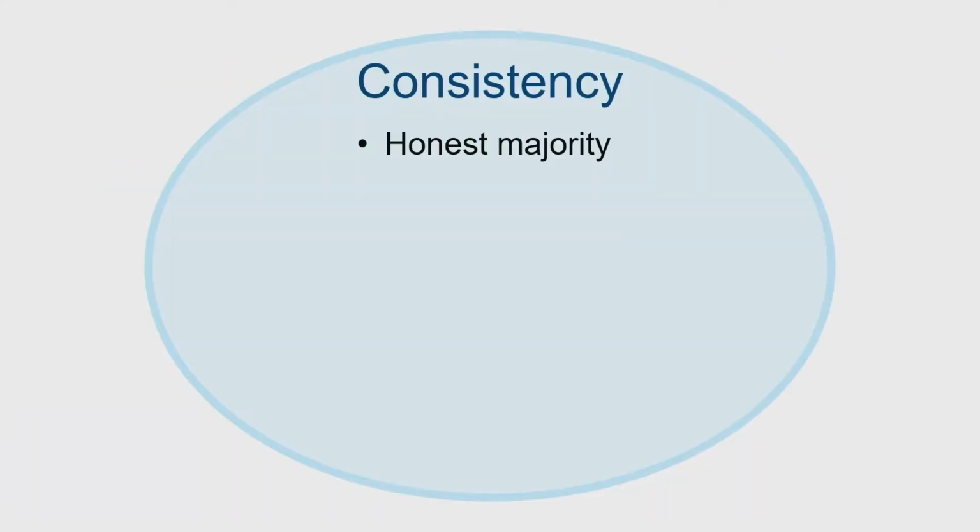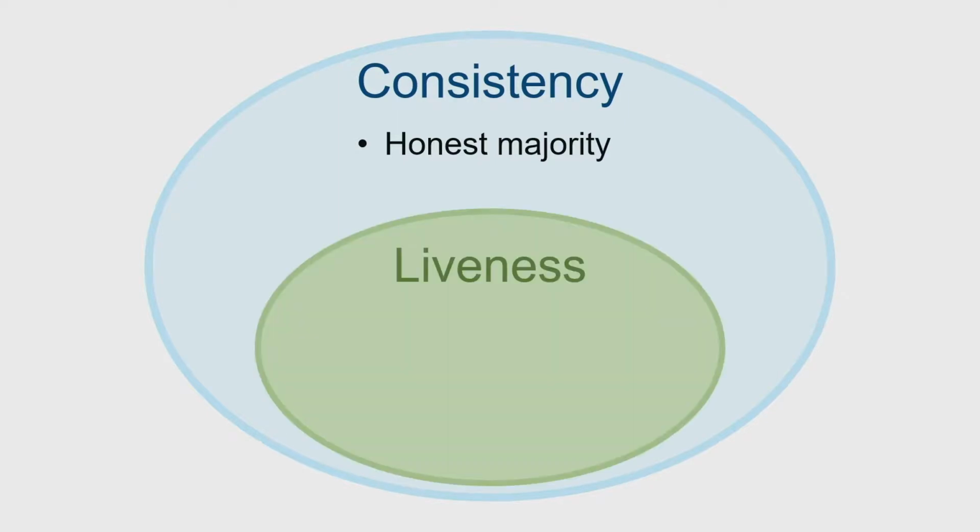So this analysis does not depend on any additional assumption. It only requires honest majority. So here we have consistency with honest majority assumption. But for liveness, perhaps you have already noticed, we need a stronger assumption.